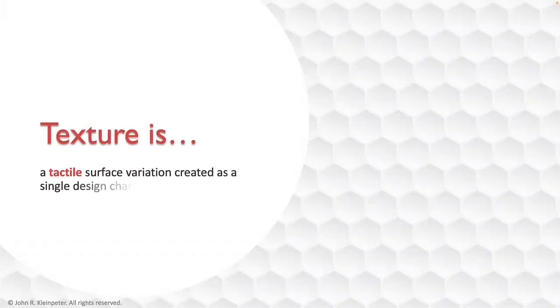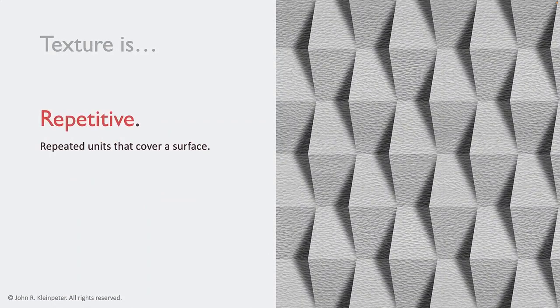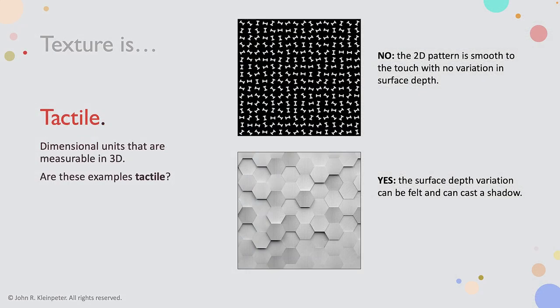Texture is a tactile surface variation created as a single design characteristic without creating a focal point. Texture is repetitive, repeated units that cover a surface. Texture is tactile, dimensional units that are measurable in 3D.